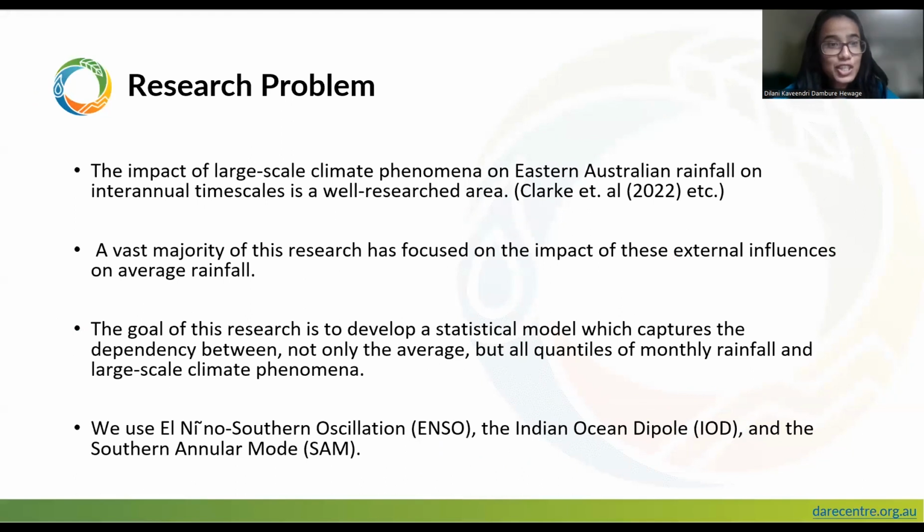When talking about my research problem, the impact of large-scale climate phenomena on Eastern Australian rainfall is a well-known and well-researched area, but the majority of research focused on the impact of SOI on the mean rainfall variability. So the goal of this research is to develop a model that captures dependency between not only the average rainfall, but also all the quantiles of monthly rainfall and these climate indices. For this, we use quantile regression as our underlying model. In the next slide, I'm going to explain why it's important to use quantile regression.